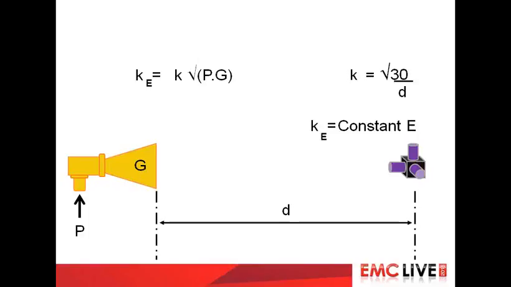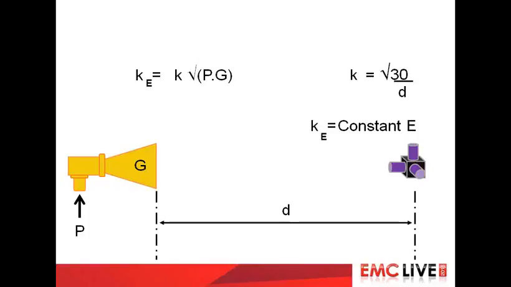If the left-hand side is a constant, that means the right-hand side is a constant. By definition, it has to be. And so that means that the root PG, and indeed PG itself, is a constant. Let me give you an example. If P was 10, and G was 10, and in the bracket there, that came to 100.